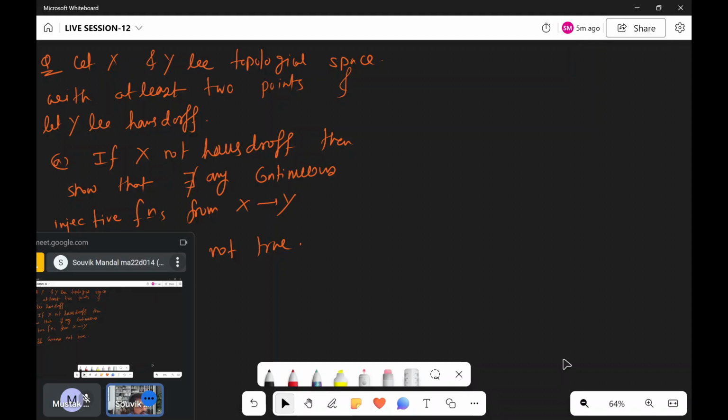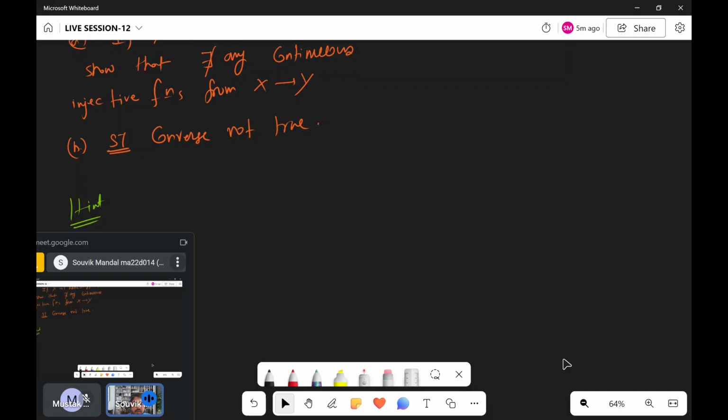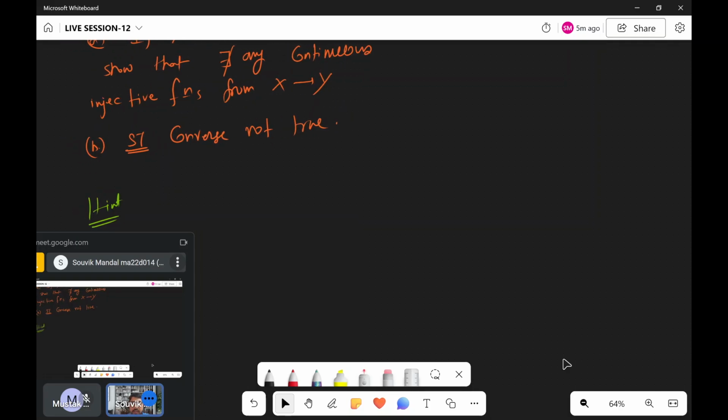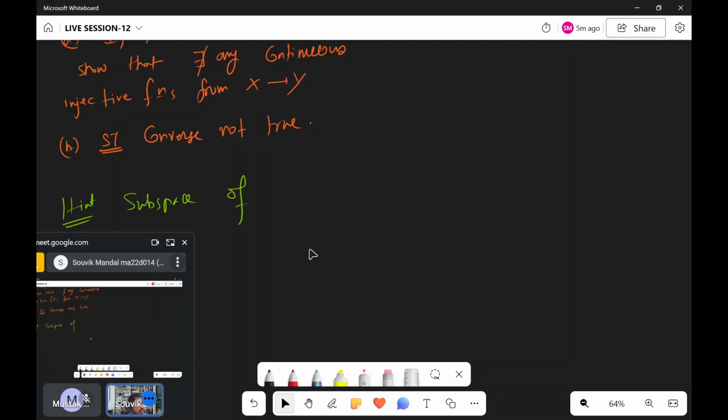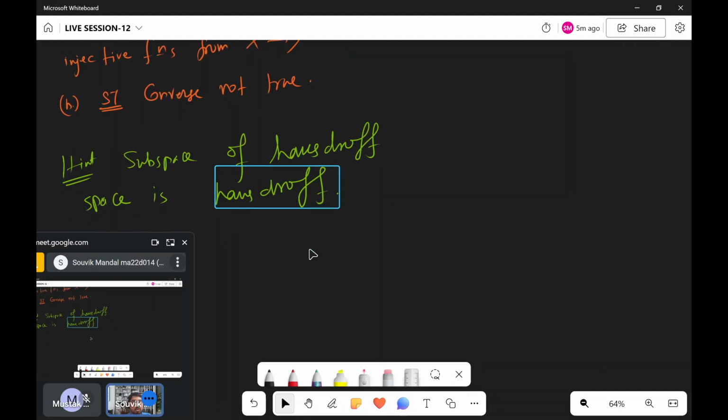Now the hint is that, first you should try to think yourself, so that's why I'm giving the hint. The hint is the following: a subspace of a Hausdorff space is Hausdorff. Okay, so this is the hint. Now you try to use this hint and try to solve the given problem.